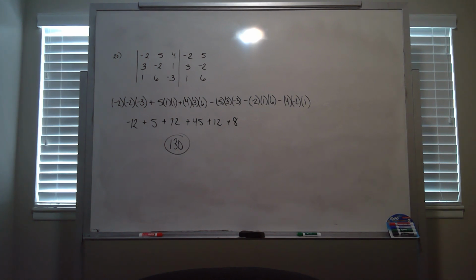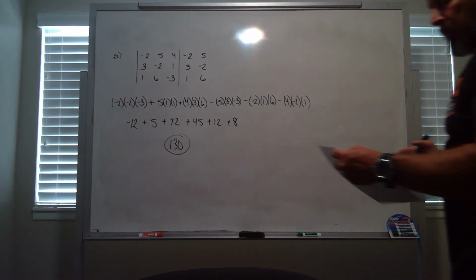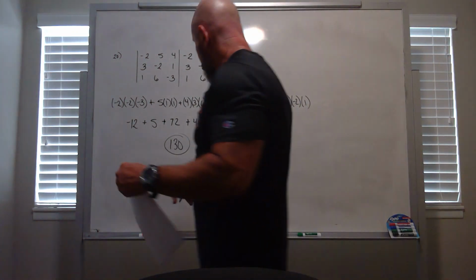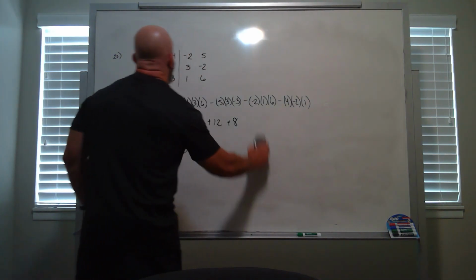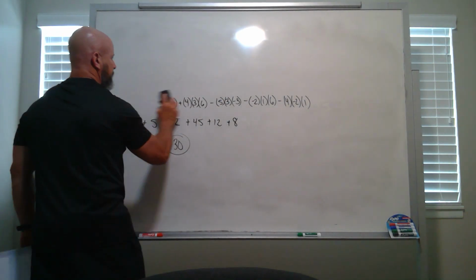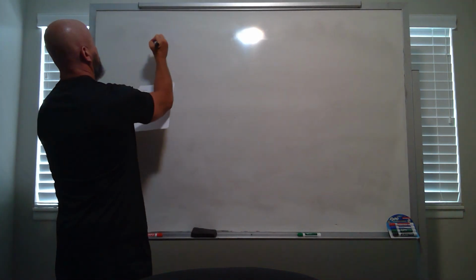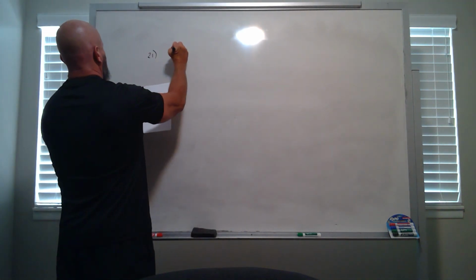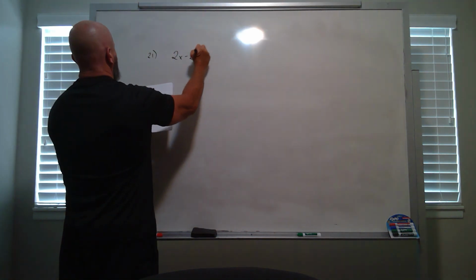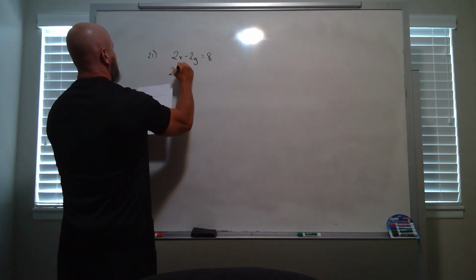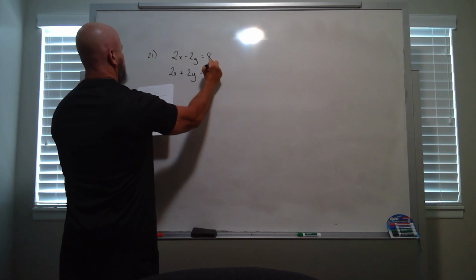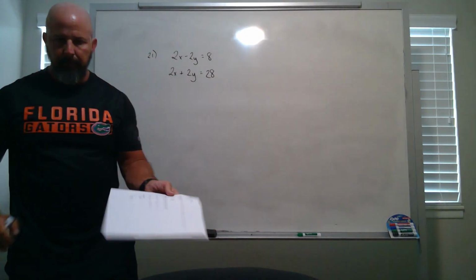21. Cramer's rule, so an application of using our determinants. So a 2 by 2, I say 2 by 2 because 2 equations, 2 unknowns, using Cramer's rule. All right, my equations up here. 2x minus 2y is 8. 2x plus 2y is 28. All right. Done.